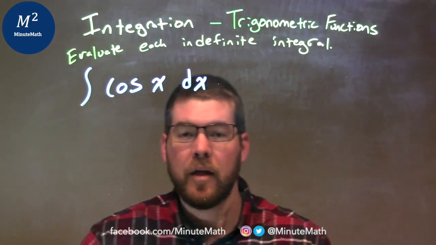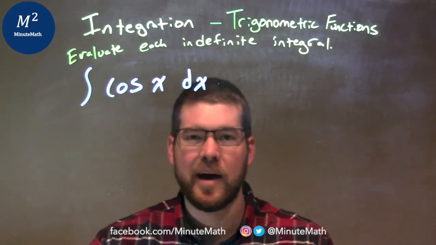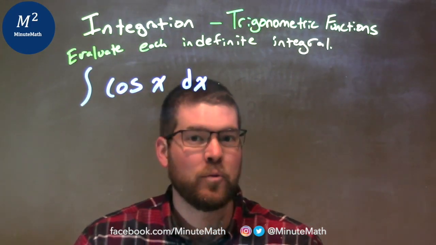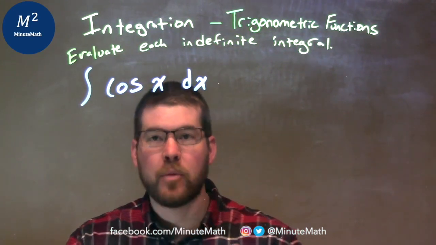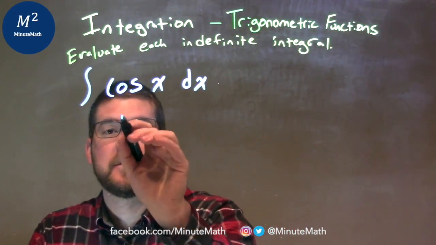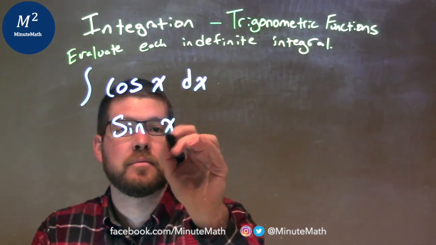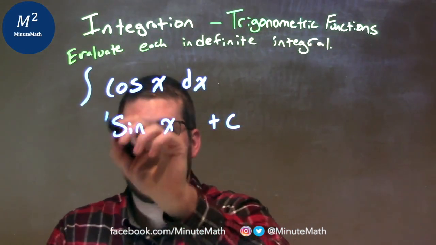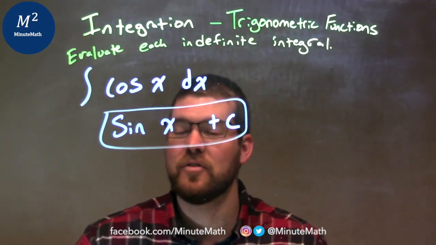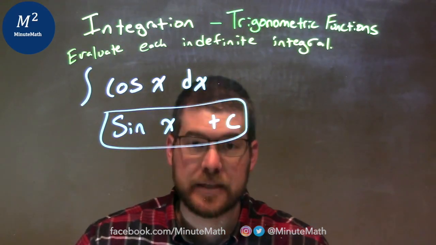Okay? Now this one's pretty simple. We think, okay, what when we take the derivative gives us cosine of x? Well, that's just sine of x, working backwards here. So we have the sine of x, and then don't forget our plus constant. And that's it. That's our final answer here. It's very simple. It's just sine of x plus c.